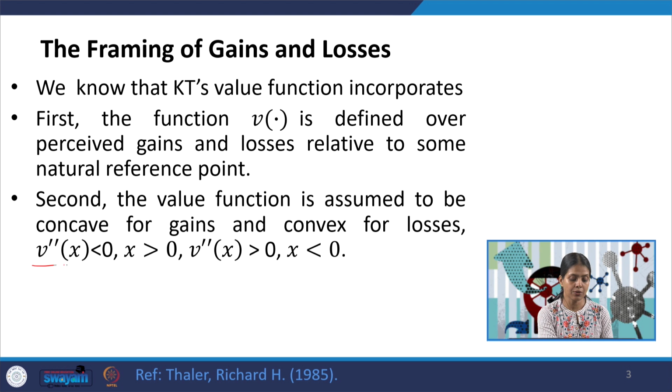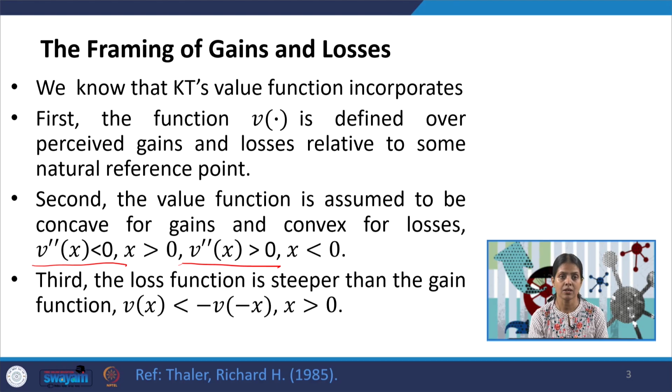Here we can also write it as V double prime x less than 0 for x greater than 0, and V double prime x greater than 0 for x less than 0. These are the mathematical implications. Third, the loss function is steeper than the gain function. So, we have V(x) less than minus V(minus x) for x greater than 0.